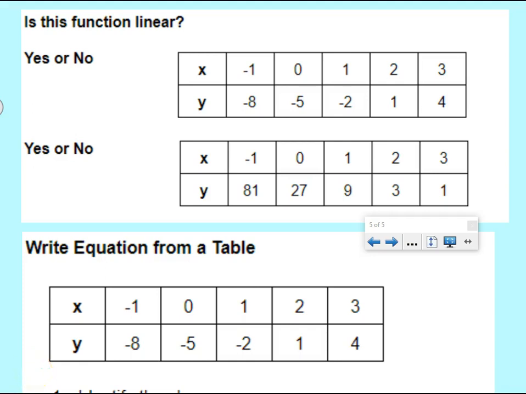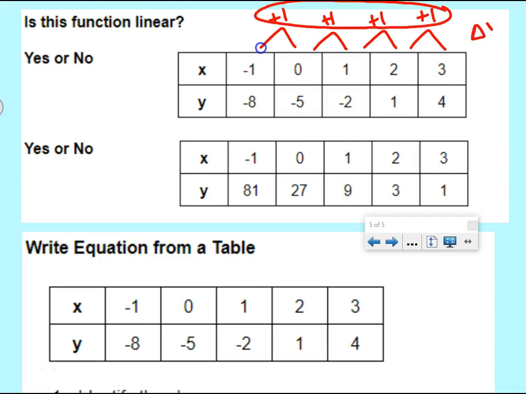The last piece is determining if a function is linear. So a linear function is going to have a constant change in its x values and a constant change in its y values. So we have to look at the table. How do we get from -1 to 0? We add 1. 0 to 1, we add 1. 1 to 2, we add 1. 2 to 3, we add 1. That's a constant change in your x value, so our change in x is equal to 1.